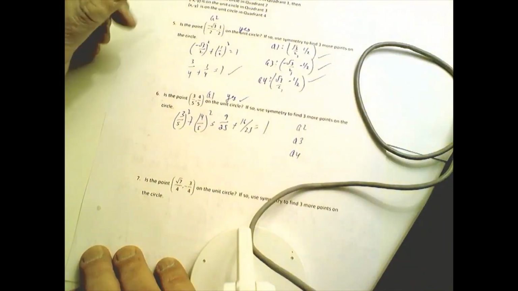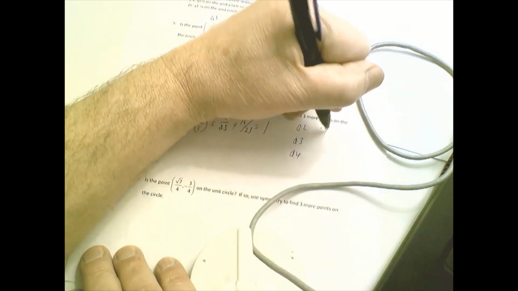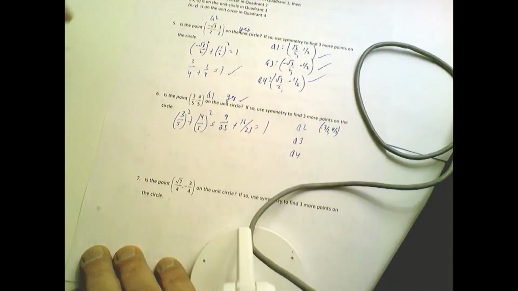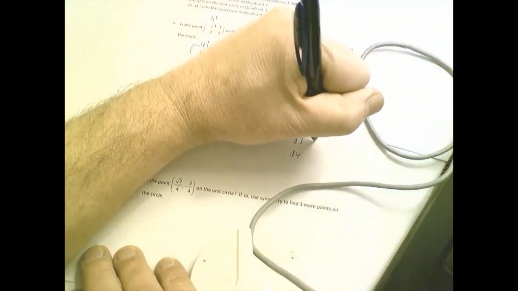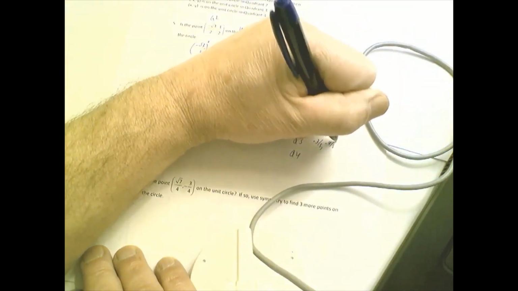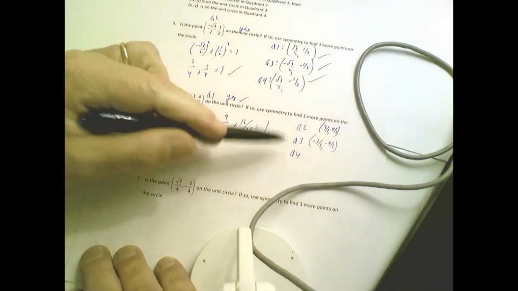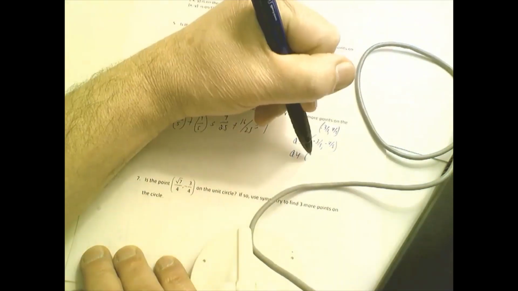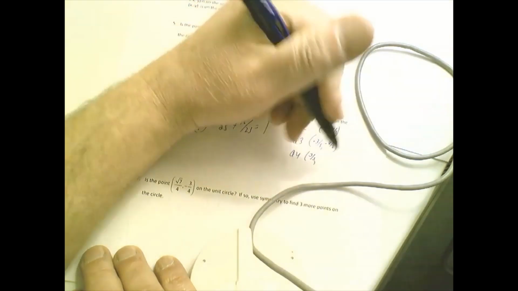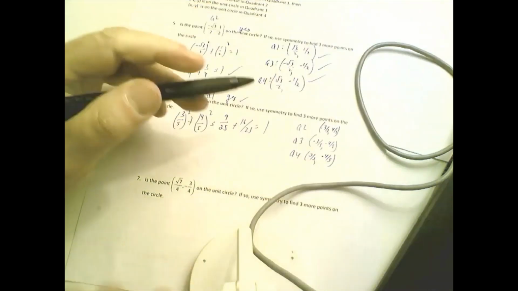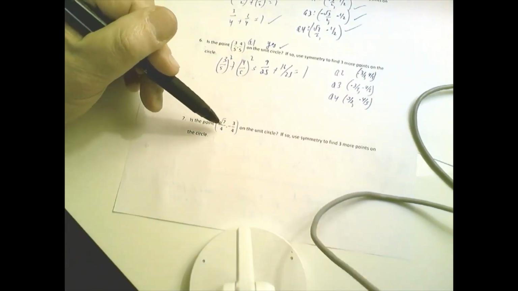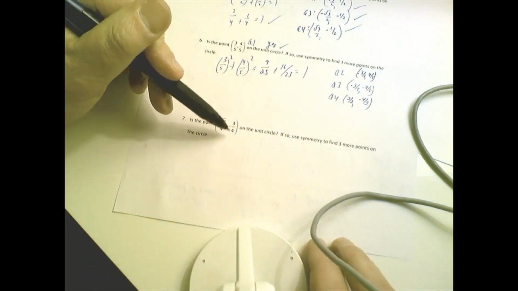In Q2, Q3, Q4. In quadrant 2, my x coordinate's negative, negative 3/5. My y coordinate is positive. Quadrant 3, both values are negative. Negative 3/5, negative 4/5. Quadrant 4, x is positive, 3/5. Y is negative, negative 4/5. There's my symmetry partners. One more. Is the point (square root of 7 over 4, negative 3/4) on the unit circle? This is Q4, by the way.